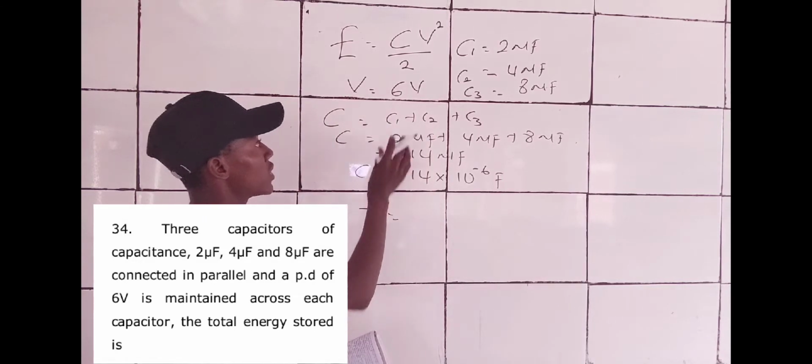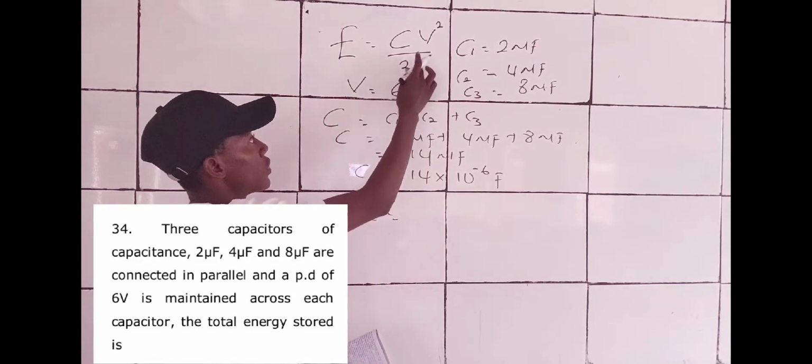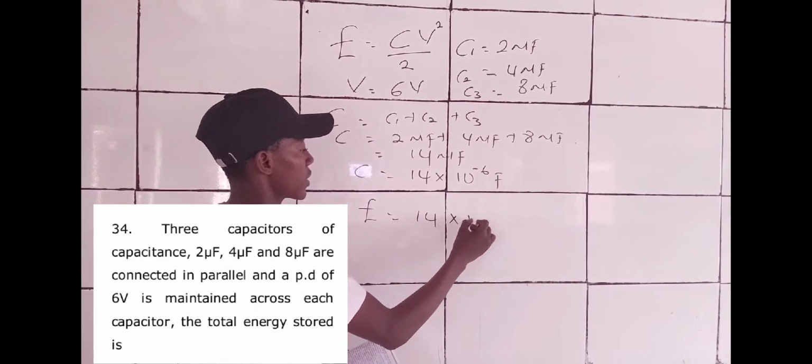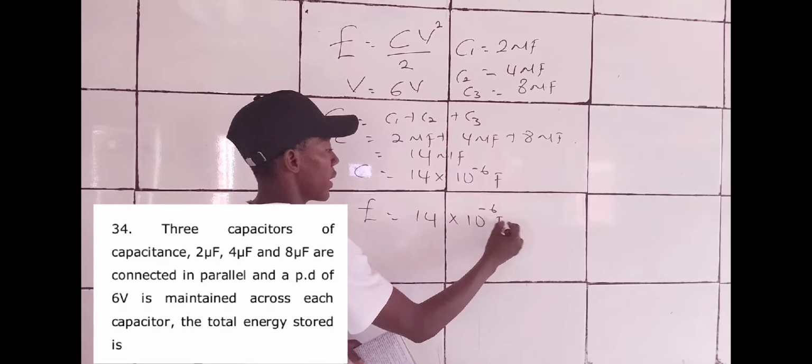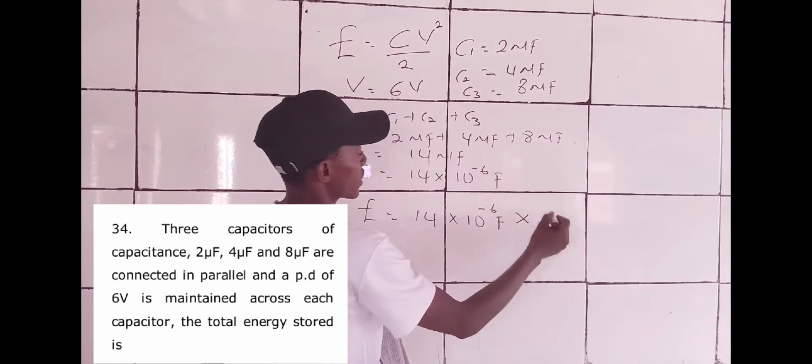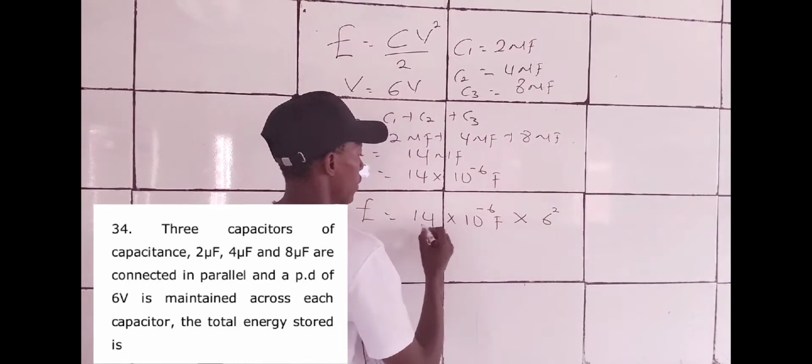Now if I substitute these values into the formula above, the total capacitance is 14 times 10 to the power of negative 6 farad, times V, which is given to us as 6, squared, all over 2.